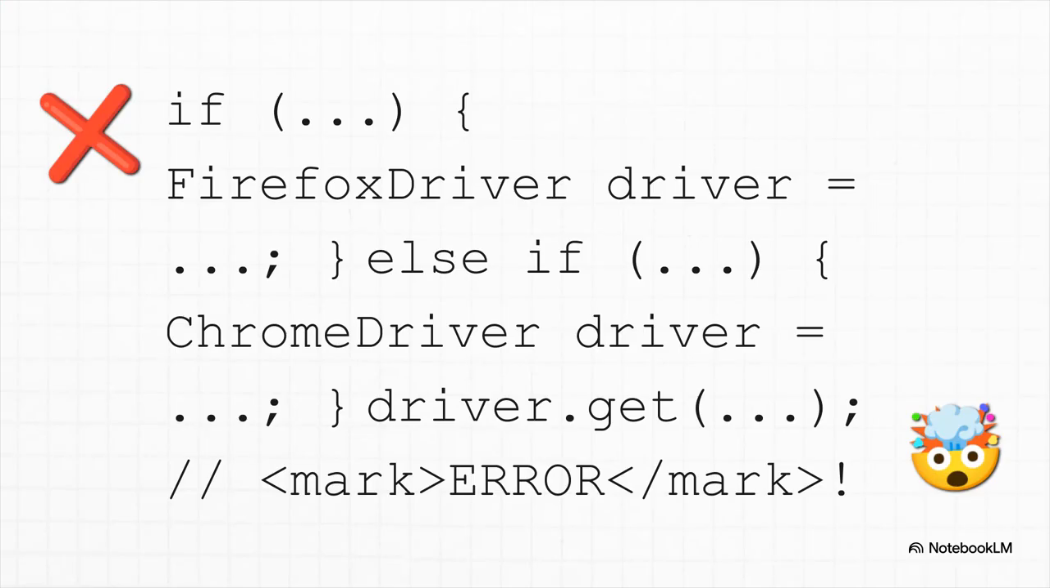And error. It breaks immediately. So what's going on here? See, the driver variable is being created inside the if and else if blocks. That means its scope, its whole world, is limited to just those curly braces. The second the code moves past that if block, that driver variable just vanishes. It doesn't exist anymore. It's a classic scope problem.